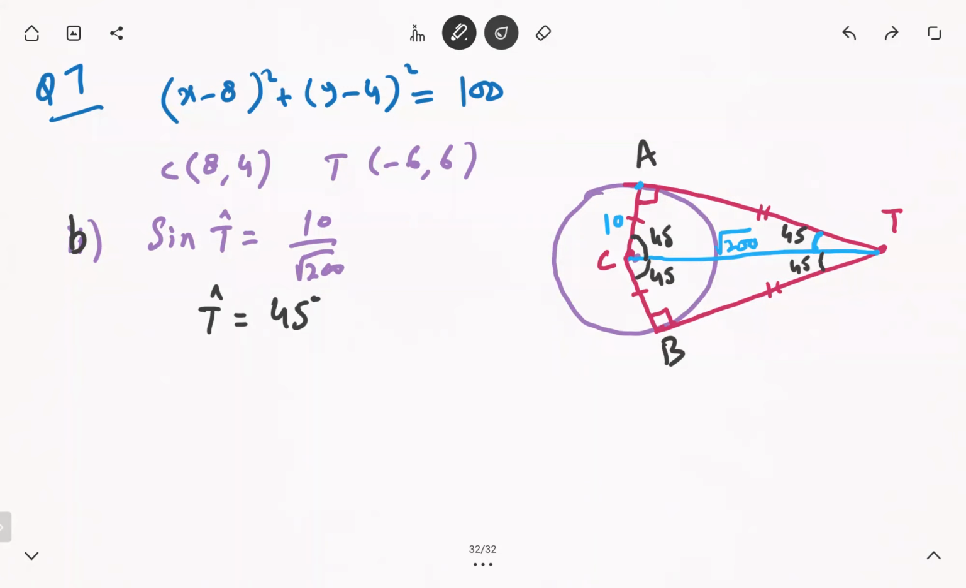C part. The two tangents touch the circle at A and B. बिल्कुल मैंने लेबल फिर वैसे A और B ही किया हुआ है. Find the equation of the line AB. You have to find the equation of the line AB, giving your answers in the form y is equal to mx plus c. How will you find the equation of the line AB?